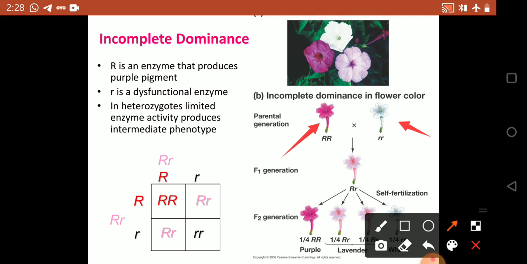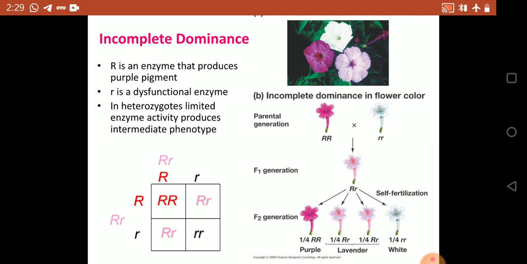Once there is a mixture of capital R with small r, we get the F1 hybrid as capital R small r. There will be a mixture of capital R and small r, due to which we get the terms: first capital R and capital R, second a mixture of capital R and small r, then again capital R and small r, and at last small r and small r.